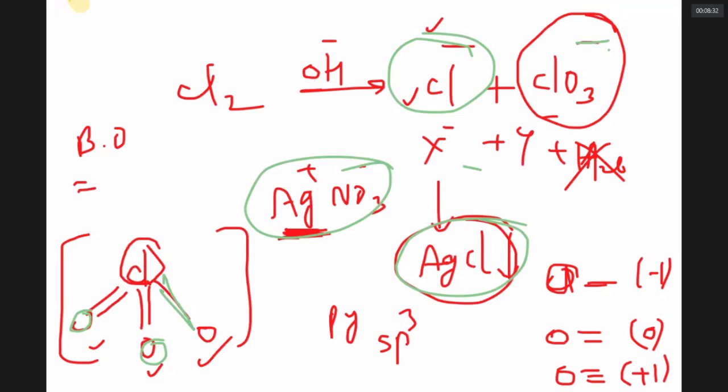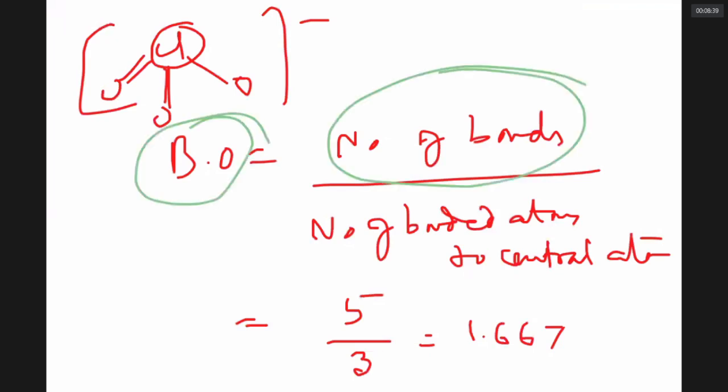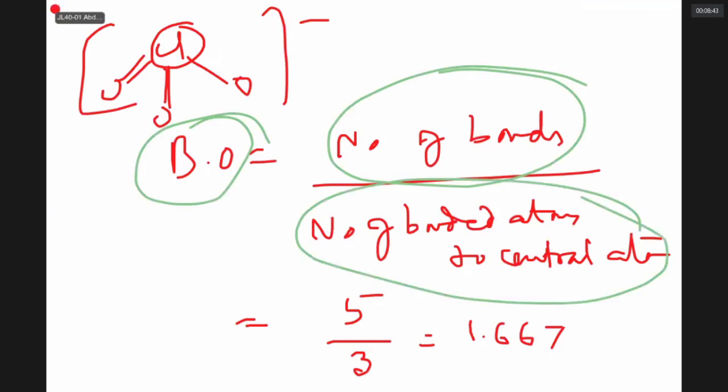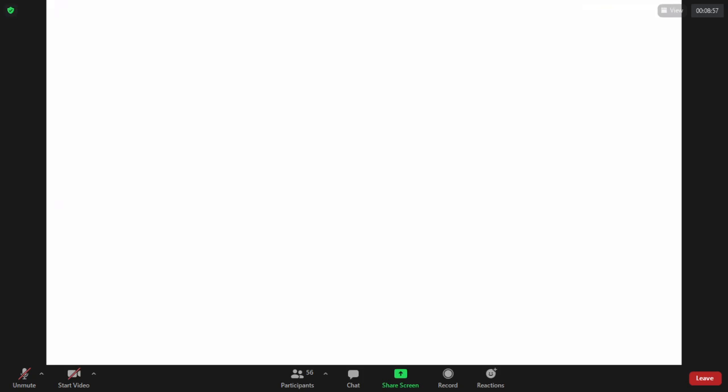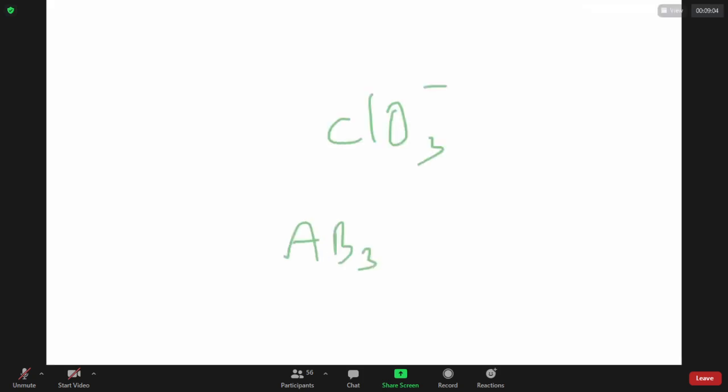Sir, explain this point again, sir. So bond order is always equal to the number of bonds present in a molecule divided by the number of atoms bonded to the central atom. 5/3. One doubt, sir. In chlorate ion, chlorine is sp hybridized now, sir, because of 2 double bonds. ClO3 minus, it is looking like AB3. Yes or no? Yes, sir, AB3.